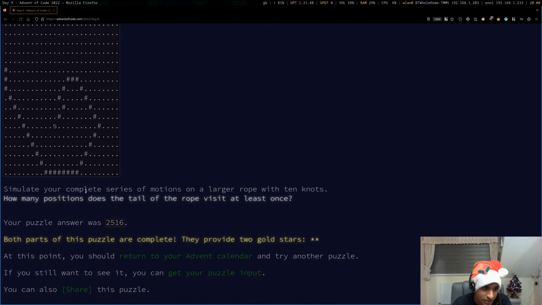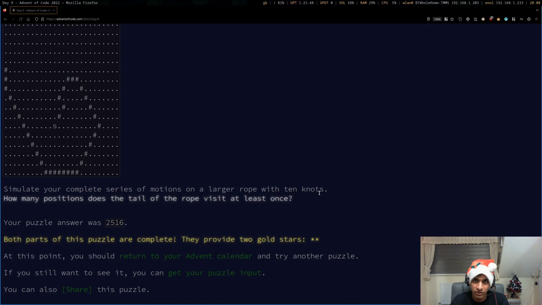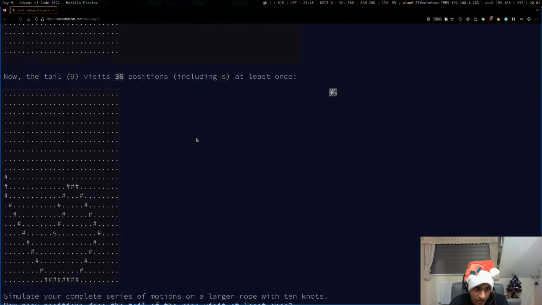More examples. Simulate your complete series of motions on a larger rope with 10 knots. How many positions does the tail of the rope visit at least once? Again, the question statement is the same, but you just have a longer rope, and therefore you have a longer rope to simulate. And so this key bit I was just talking about, the however bit.